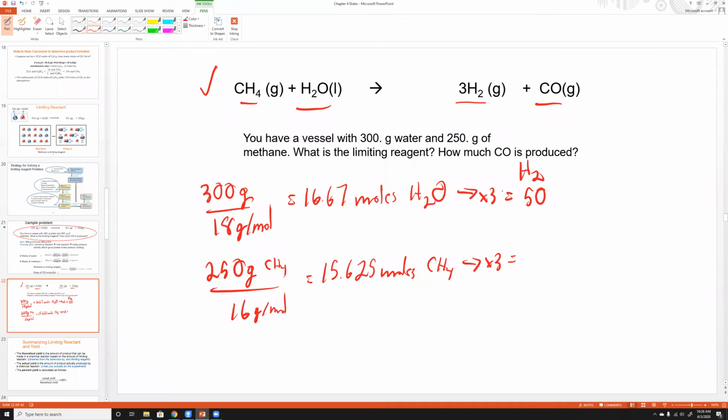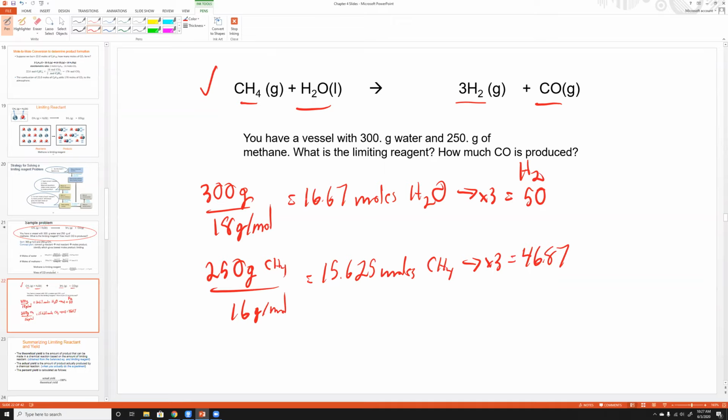Yeah, so 46.87. So you can see here that even if you compare the other product, you still get methane as your limiting reactant in this case, the one with the lowest amount of produced moles from that starting point. So you can figure out anything from limiting reactant, and you can even figure out how much is in excess.